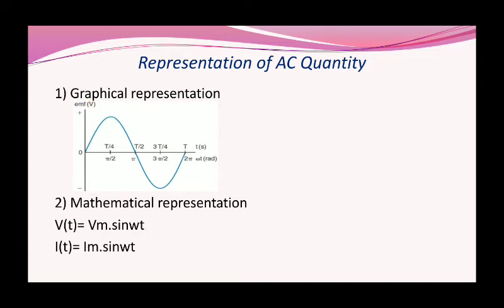Then the second method of representation or expression comes, that is mathematical representation, means we have to tell mathematically what is the value of that signal, and how is the nature of that signal. So here you can see there are two equations I have written. One is v of t is equal to Vm into sine omega t, and then for current, i of t is equal to Im into sine omega t. So this is the mathematical equation or representation of a signal.